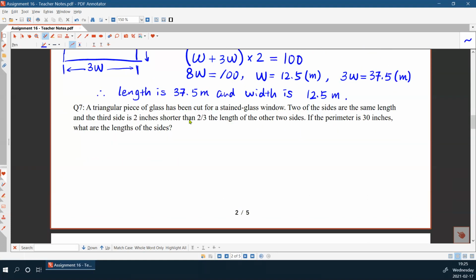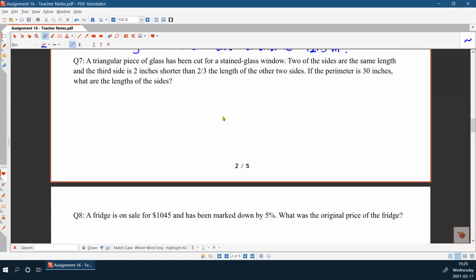No? Okay, next one. A triangular piece of glass has been cut for a stained glass window. Two of the sides are the same length and the third side is 2 inches shorter than 2/3 of the length of the other two sides. If the perimeter is 30 inches, okay, pay attention here, the unit is inches, what are the lengths of each side?